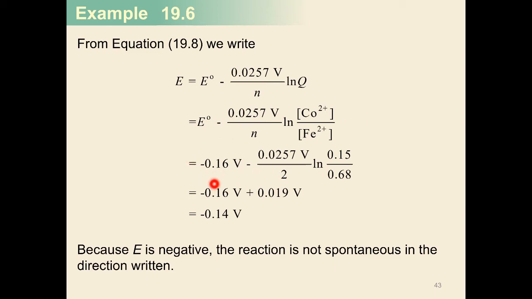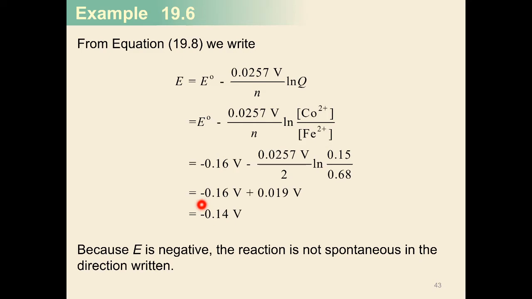So you just substitute it using the 0.16 volts. So here you have negative 0.16 volts plus 0.019 volts. So we have an E value of negative 0.14. So you have still a negative E value. So most likely this is not spontaneous.